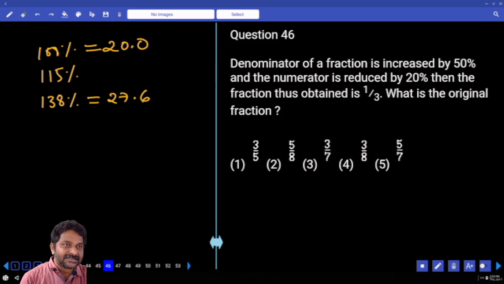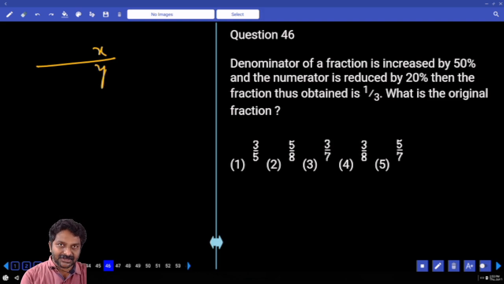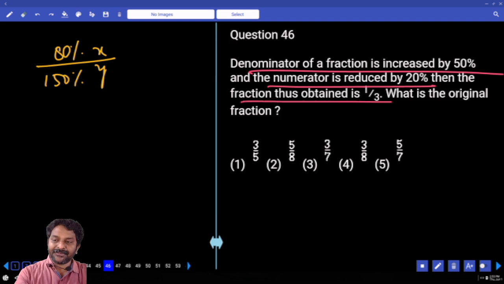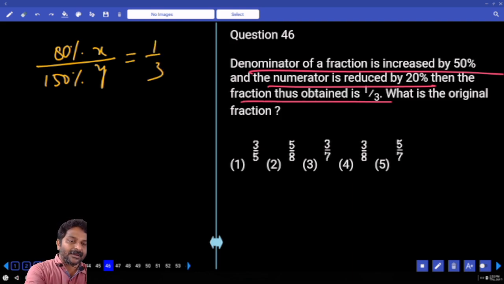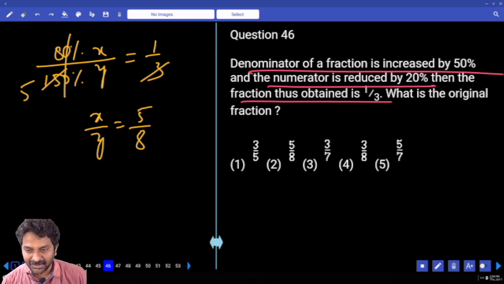Earlier I tried the range, not the exact one, but close numbers are there, so I don't want to take any risk. Denominator of a fraction increased by 50%. Numerator of the fraction is reduced by 20%. I'll take x comma y as the initial fraction, right? Numerator decreased by 20%, then it becomes 80%. Denominator increased by 50%, then it becomes 150%. Thus, the fraction obtained is 1 by 3. Yes? Right. The 0, 0 and percentage get cancelled. 3 how many times? So, x by y is equal to 8 by 5 goes to the other side, becomes 5 by 8. Now, the original fraction is 5 by 8.